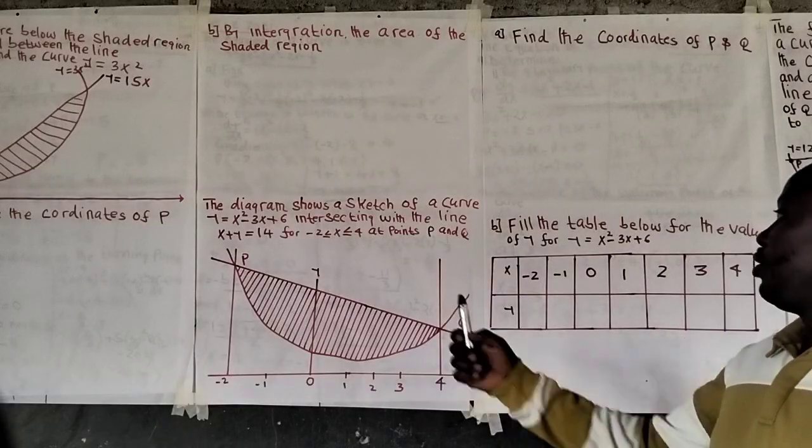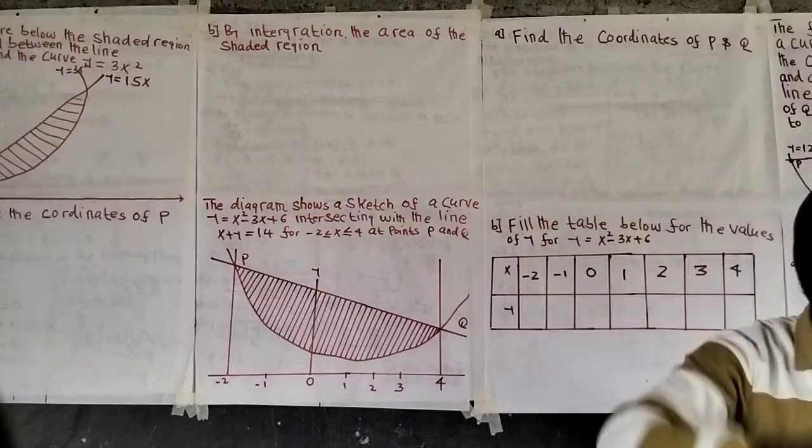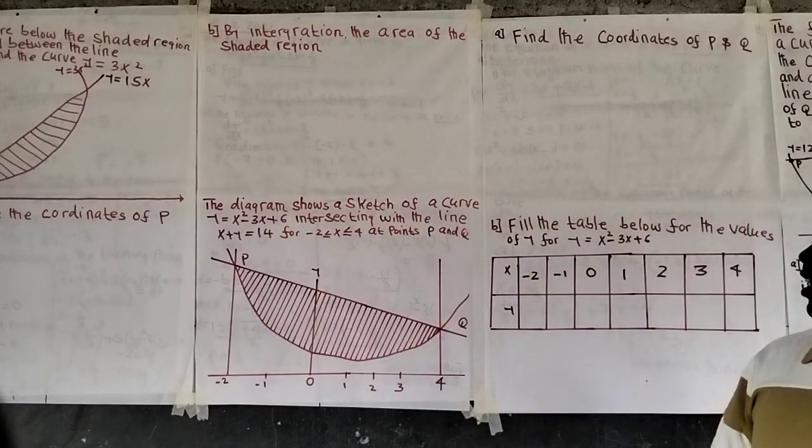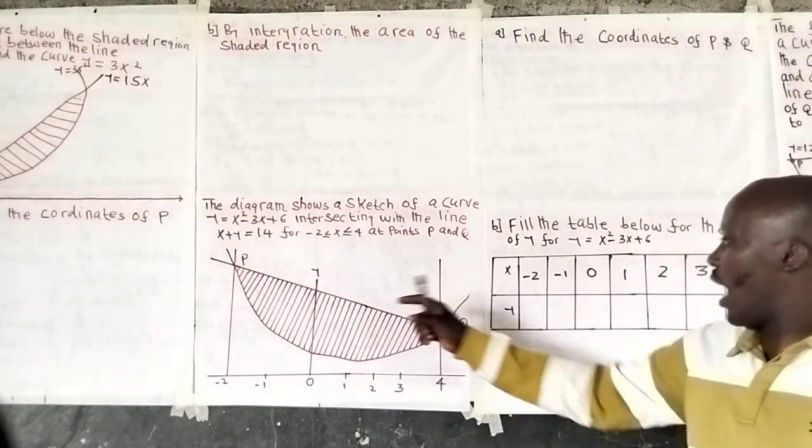We are looking at KCSE revision, that is area under the curve. With me I have a question on the area under the curve. As you can see from your screen, there is a diagram here. This diagram shows a sketch of a curve.